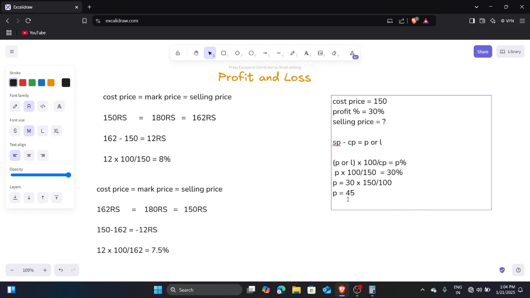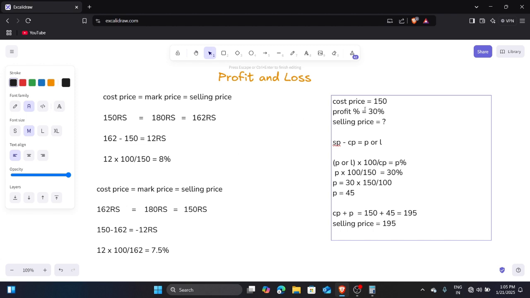The 30% profit means you made 45 rupees profit on the business, and it means the selling price would be CP plus profit. The CP that we have is 150, and plus the profit we have is 45. So it means 5, 9, and 1. This is your selling price. Selling price is 195. And you can see that I had done it in a long method because I want to explain you the basics of it.